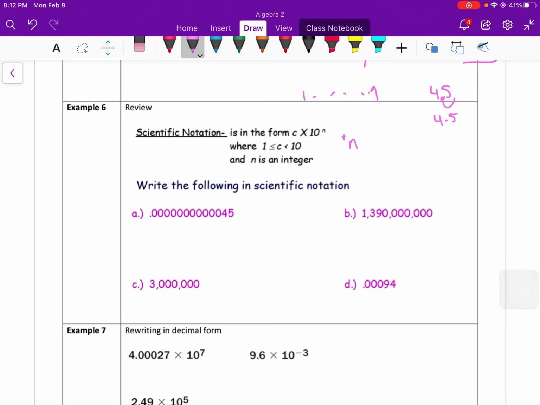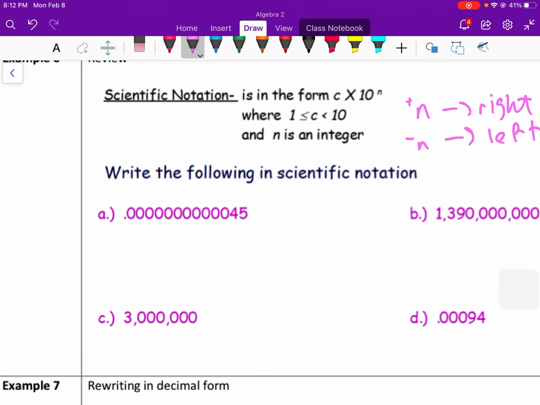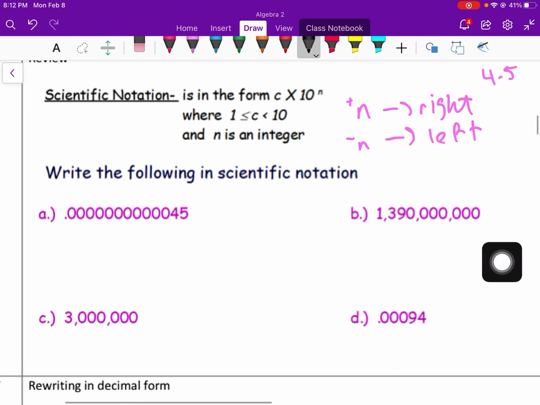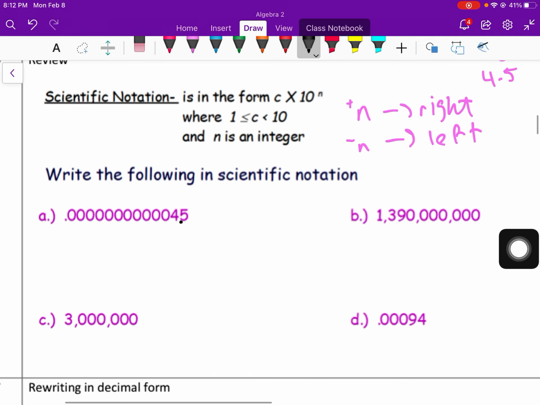Also, if n is positive, we're going to shift things to the right. If n is negative, it's going to shift to the left. So let's make sense of that with this first example here. We have the super tiny fraction, and we want the integer between 1 and 9. So 45 is not what we want. We want 4.5. So we can write that 4.5 times 10 to the, and we'll see what that is.